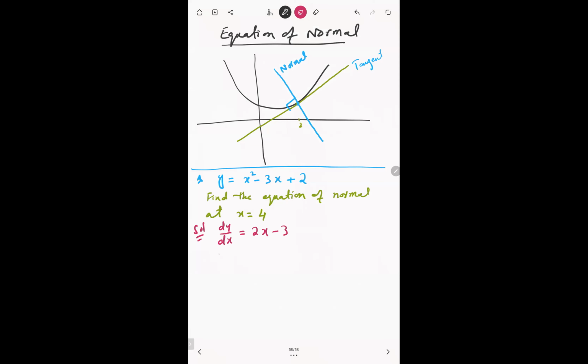Now put x is equal to 4, you will get the gradient. And I'm writing m with t here, just to show that this is the gradient of tangent. mt means the gradient of tangent. So 2 times 4, 8 minus 3 is 5. So the gradient of tangent is 5. Remember, differentiation gives you the gradient of tangent, not the normal. Now, if you want to find the gradient of normal, simply, because normal and tangent are perpendicular, take the negative reciprocal. So minus 1 by 5. That is the gradient of normal.